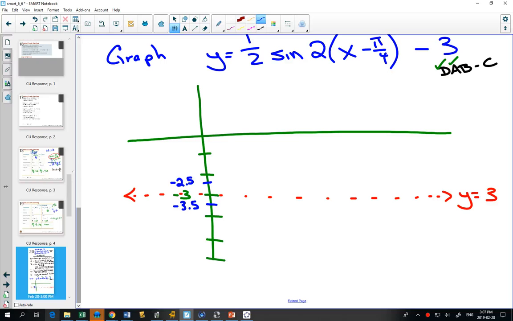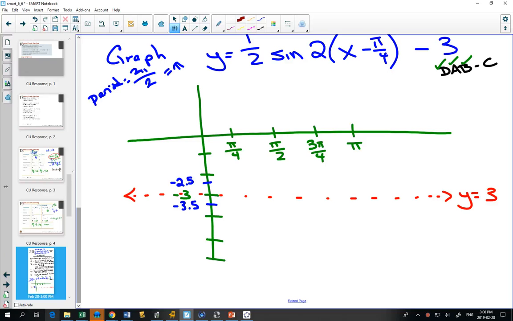Off to the side, in B, we use our B value to find our period. So our formula says our period is 2 pi divided by our B value, 2 pi over 2 is equal to pi. So we go on our x-axis, we mark one period at pi and divide it into 4 equal sections. Half of pi would be pi over 2. Half of pi over 2 would be pi over 4. 1 pi over 4, 2 pi over 4, 3 pi over 4. We have now done the b value.